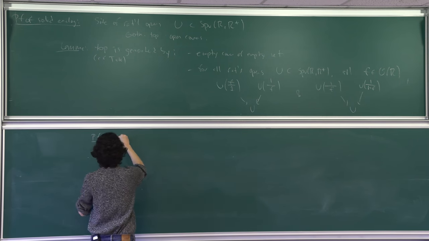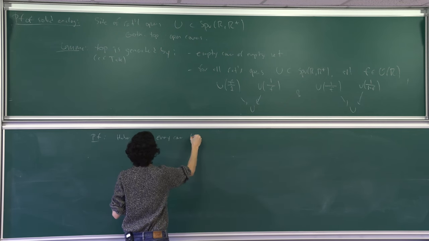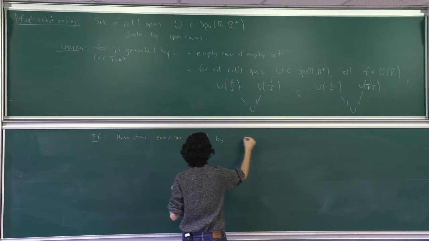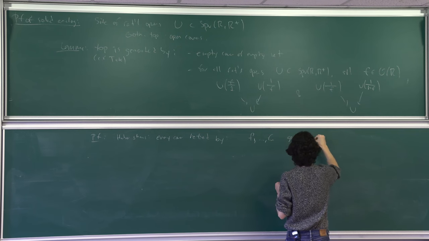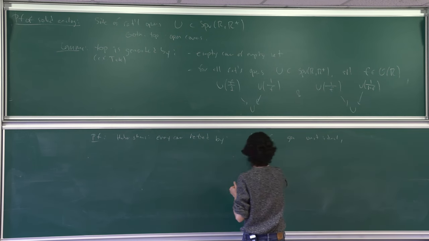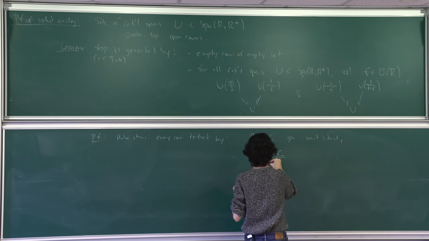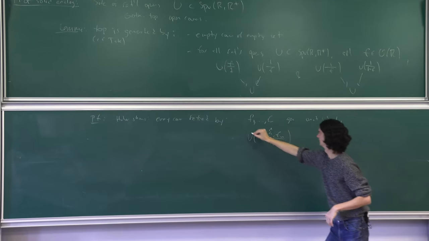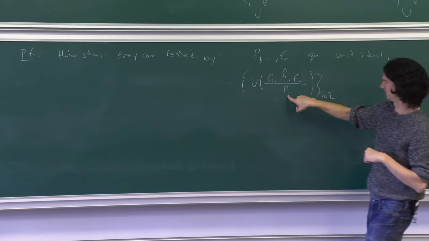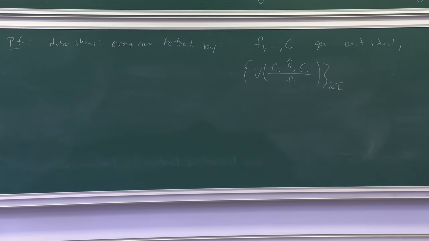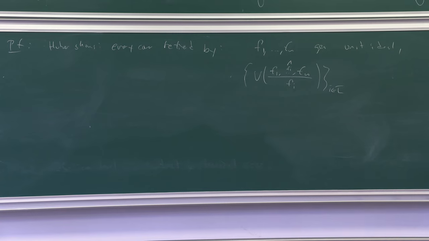Sketch. So based on what Gabber said, Huber shows every cover is refined by one of the following form. Take f1, ..., fn generating the unit ideal. And then you look at U(f1, ..., fn), but you leave out fi and put it on the bottom instead. So then the collection of these, over i. So again, it's a refinement of the usual Zariski cover you get when f1 through fn generate the unit ideal. But you can check just on valuations that it still covers the valuative spectrum.